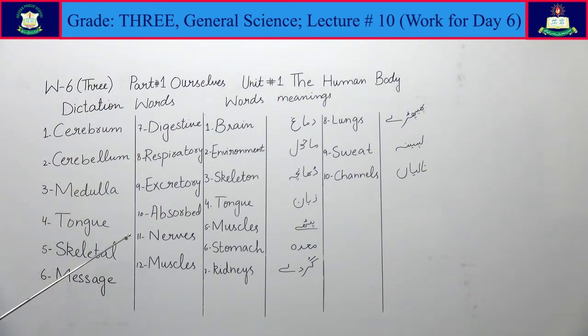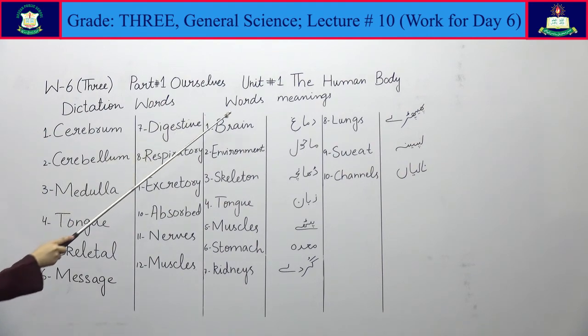So students, these are dictation words. Number 1, cerebrum. Number 2, cerebellum. Number 3, medulla. Number 4, tongue. Number 5, skeletal. Number 6, message. Number 7, digestive. Number 8, respiratory. 9th, excretory. 10th, absorbed. Number 11, nerves. Number 12, muscles.